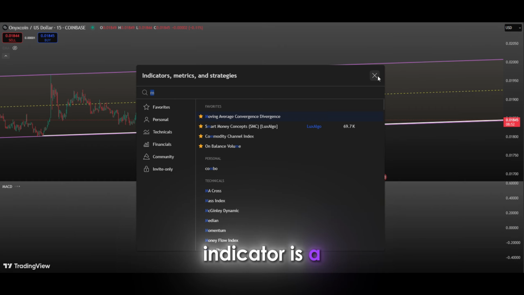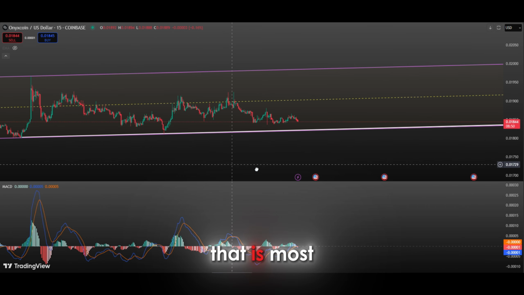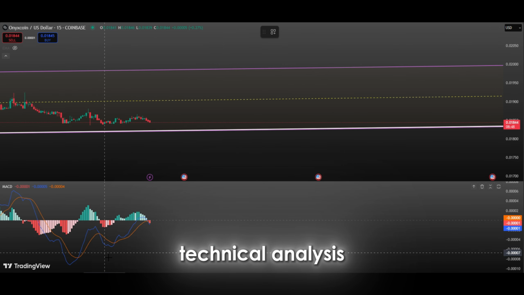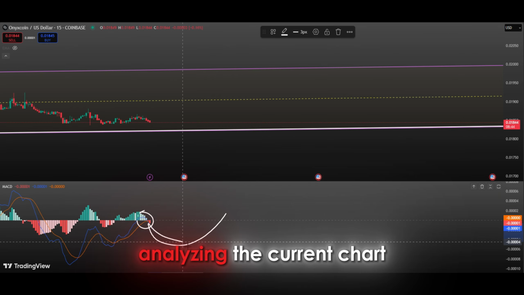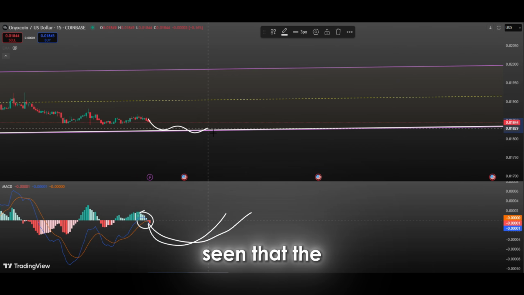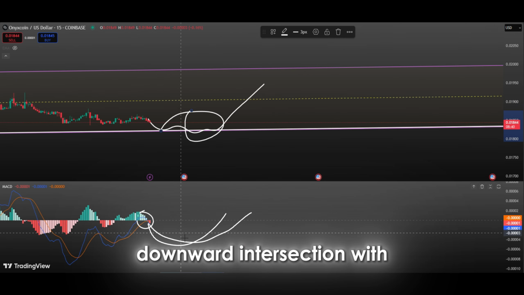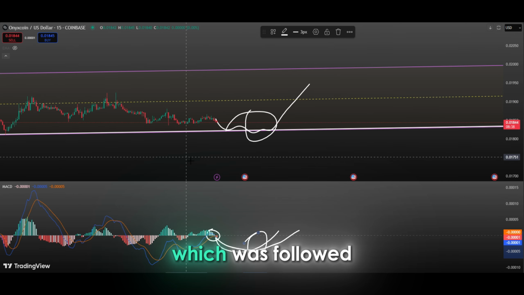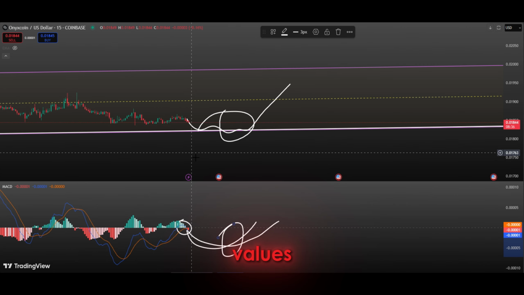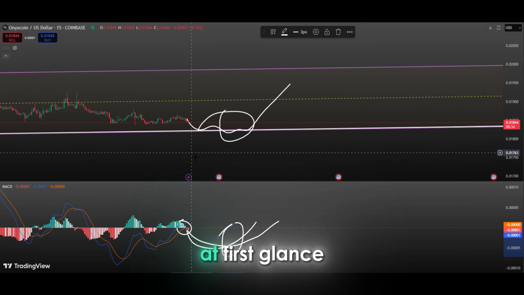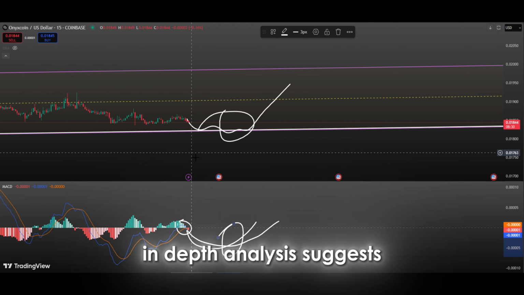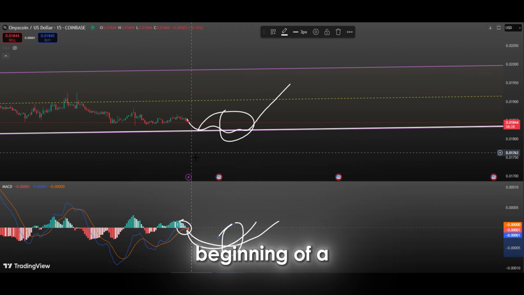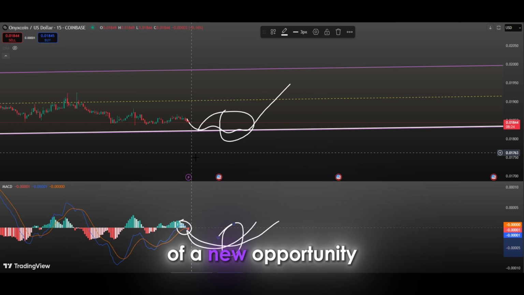The MACD indicator is a powerful momentum indicator that is most commonly used in technical analysis and is highly influential in traders' decision-making processes. Analyzing the current chart, it can be seen that the MACD line made a downward intersection with the signal line, which was followed by some retracement in the indicator values. At first glance, this may be perceived as negative. However, a more in-depth analysis suggests that this development may be the beginning of a healthy correction process that paves the way for the emergence of a new opportunity.